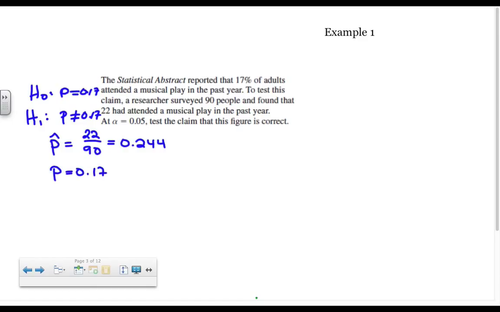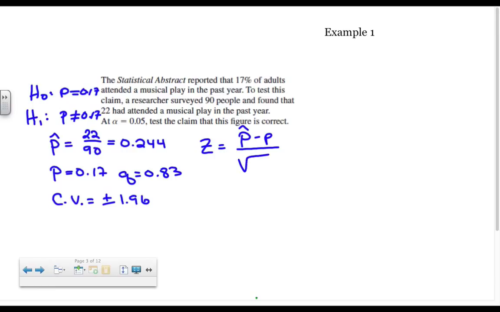So Q is 0.83. My critical value, looking up in the chart now, is positive and negative 1.96. So alpha equals 0.05 with a two-tailed test. That should be familiar because that's confidence intervals. My z-score is p hat minus p over the square root of pq over n.